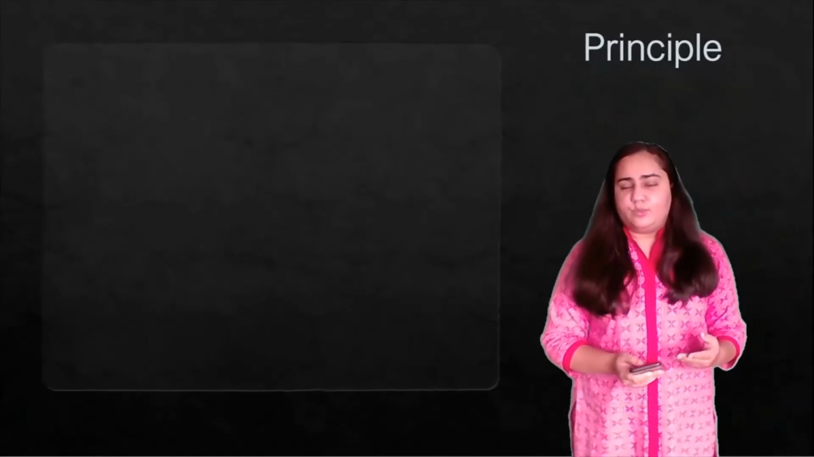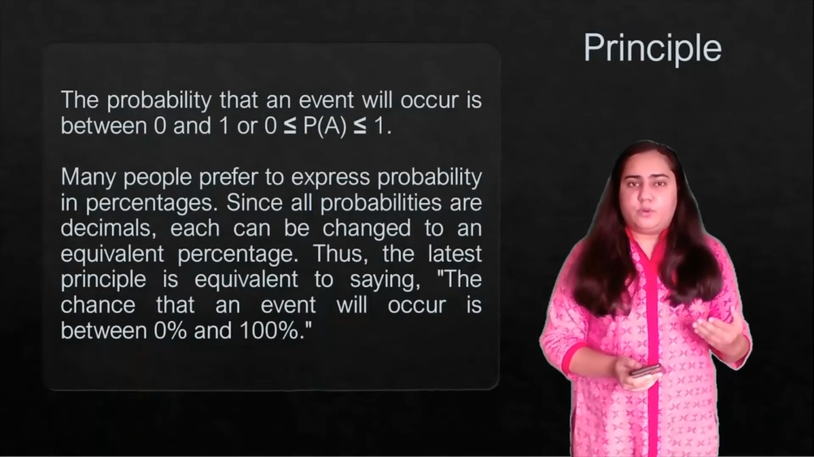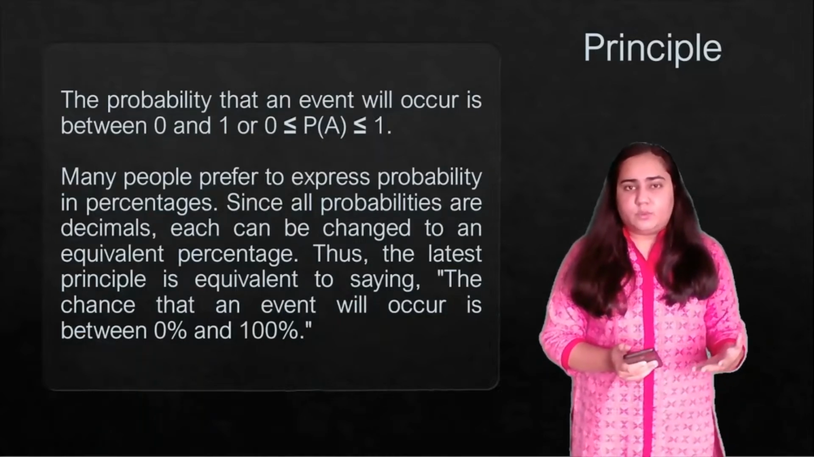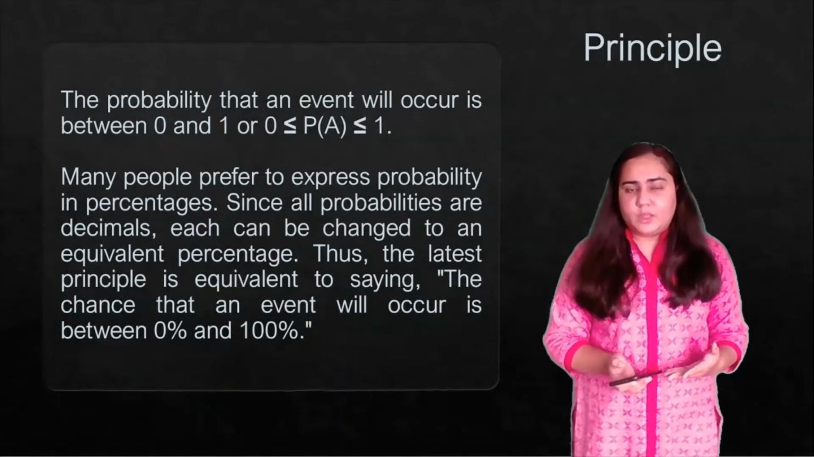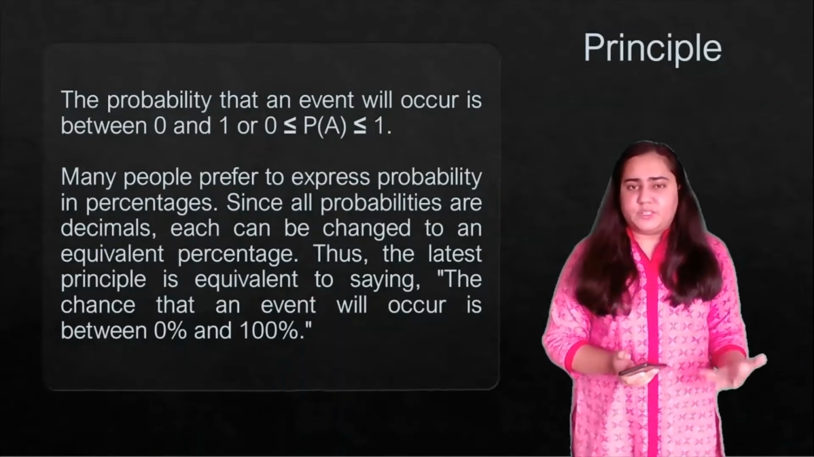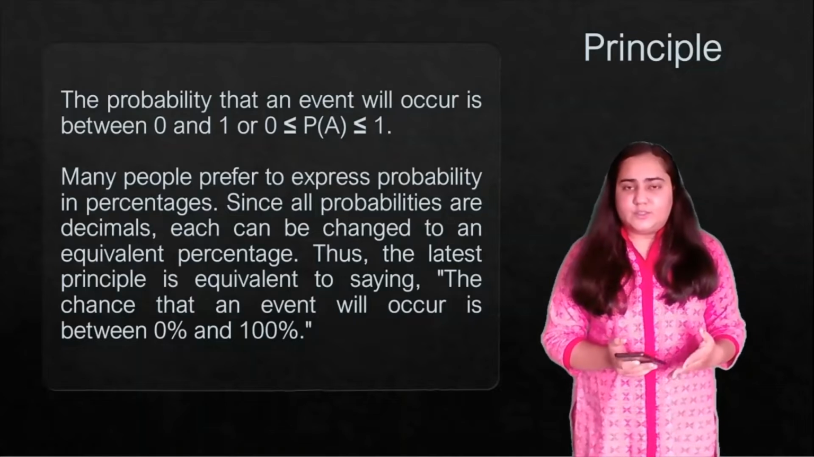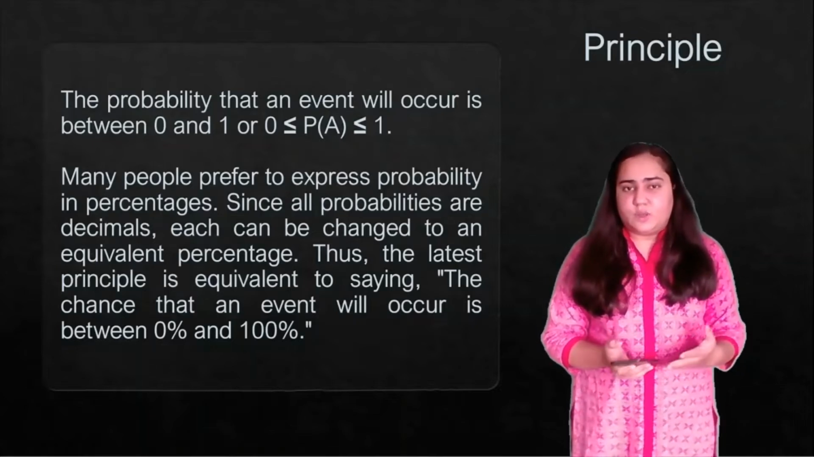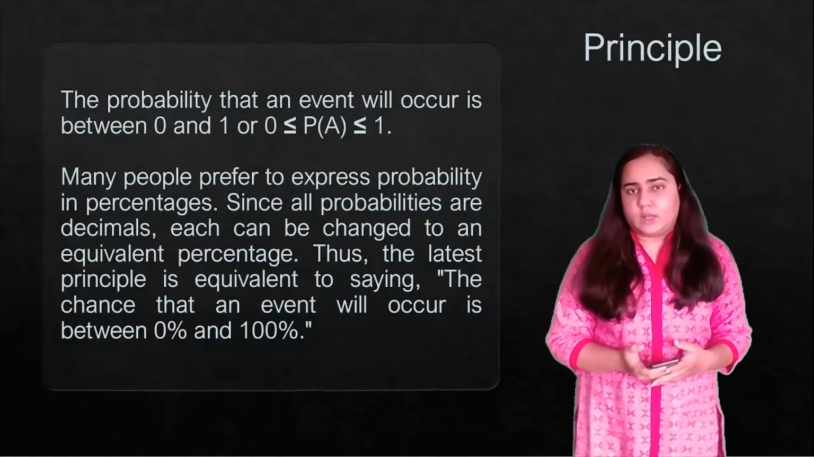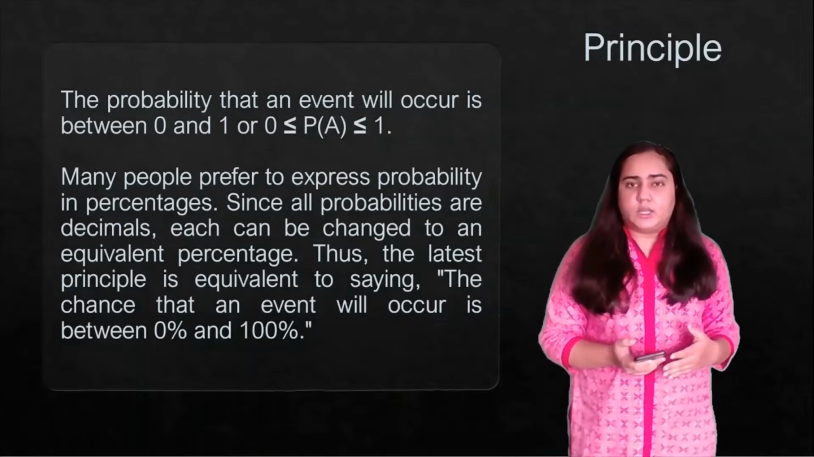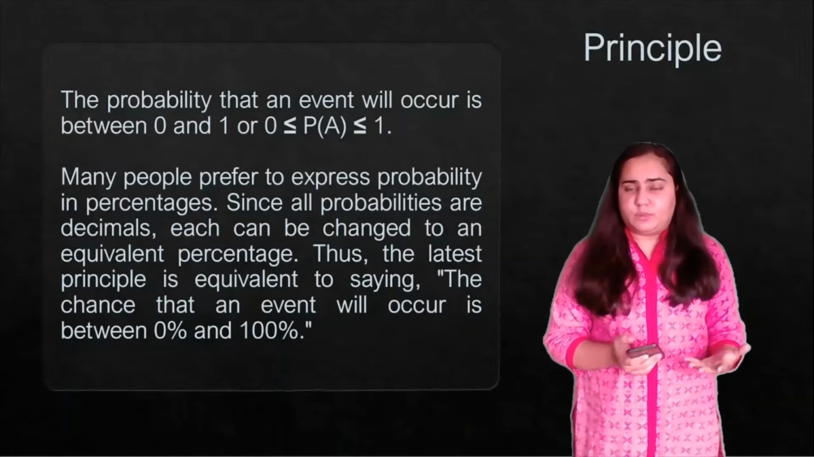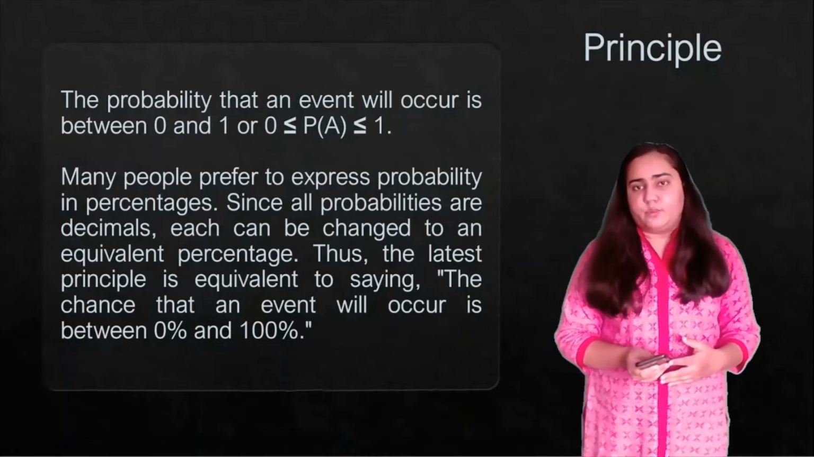Now, next you need to know the principle of probability. The probability that an event will occur is always between 0 and 1. So probability can also be 0 and 1, but many people prefer to express probability nowadays in the form of a percentage. And because probability is on the scale of 0 to 1, you can easily scale that to 0 and 100. So it's very easy to do that. It could be between 0 and 1, or it could be from 0 to 100 percent. That is the principle of probability.